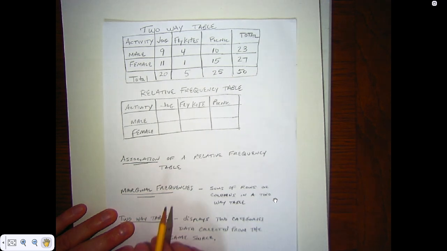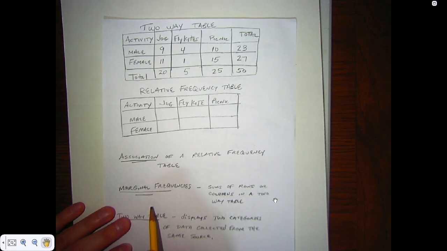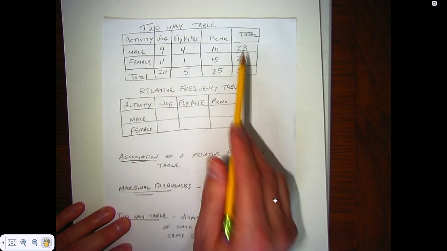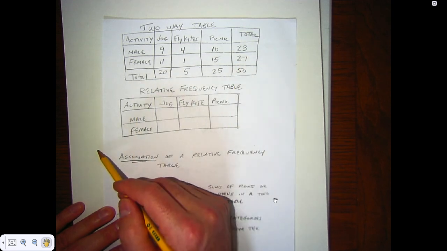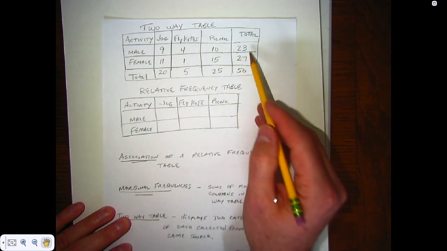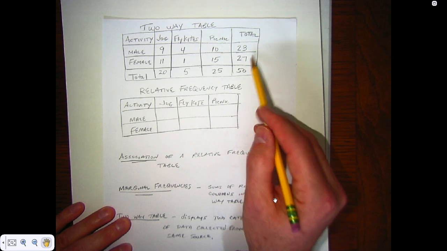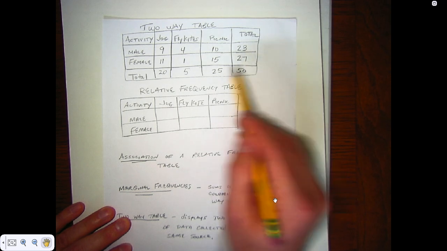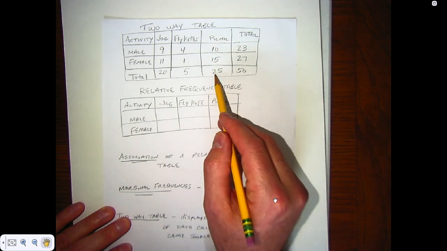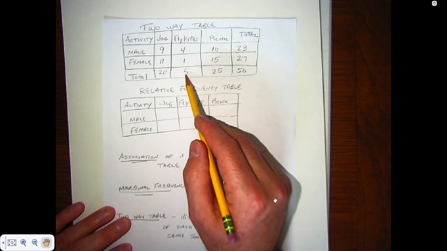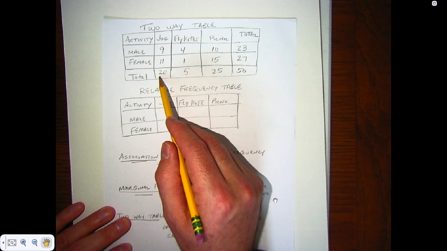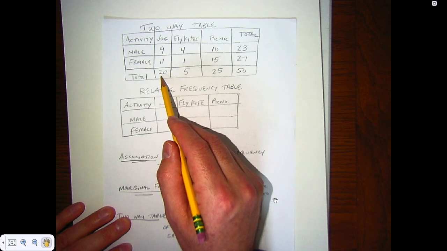So one of the terms I want to talk about today is called marginal frequency. That's what the sum of the rows or the columns equals. So after filling out this two-way table, we know that there were 23 males that were asked questions and 27 females. We know that 25 of them went on a picnic, 5 flew kites, and there was a total of 20 people that went jogging.